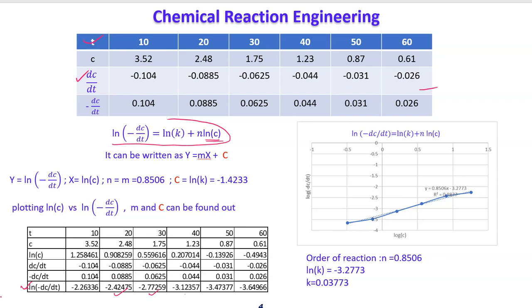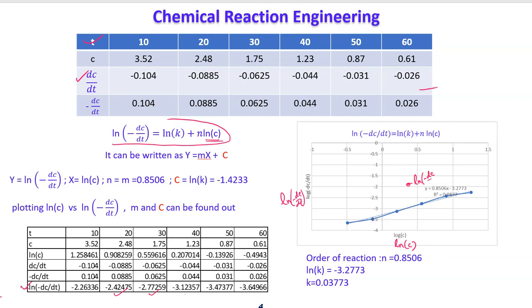Now if we plot ln C versus ln of minus dCA/dt, we will get this. So it is ln C, not log, and this is also ln, ln of minus dCA/dt. Now we will get these points, and if we take the trend line, we will get the equation. That equation is 0.8506x minus 3.2773.